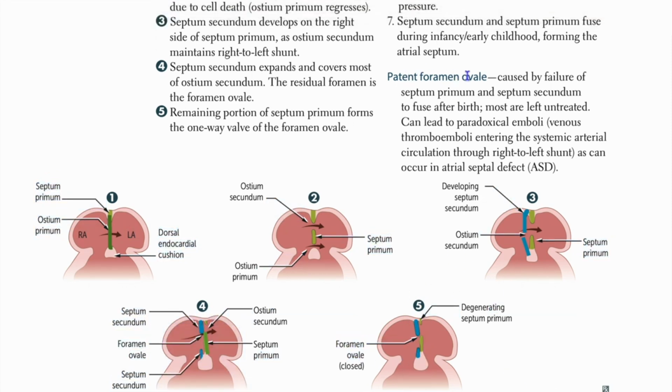Okay, so patent foramen ovale is caused by the failure of septum primum and septum secundum to fuse after birth. Most are left untreated, but it can lead to paradoxical emboli: venous thromboemboli entering the systemic arterial circulation through a right to left shunt, as can occur in atrial septal defect. Right, so what does that mean?